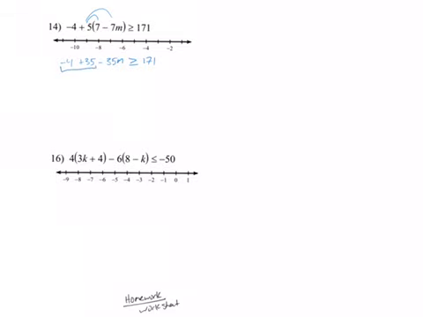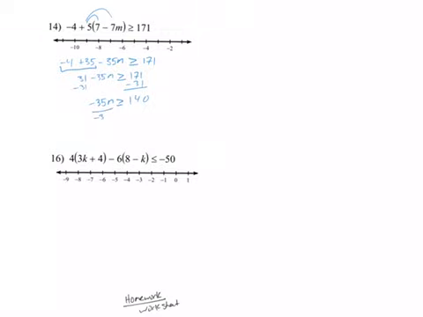These two I can combine together, which is going to give me 31 minus 35m is greater than or equal to 171. I'm going to subtract 31 from both sides. And I'm going to get negative 35m is greater than or equal to 140.